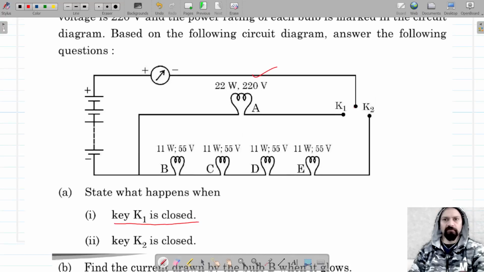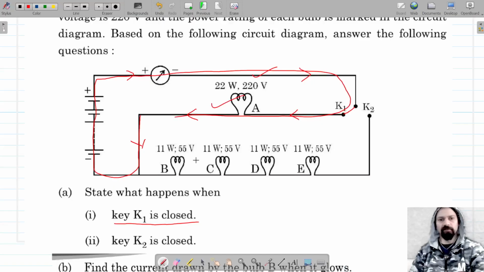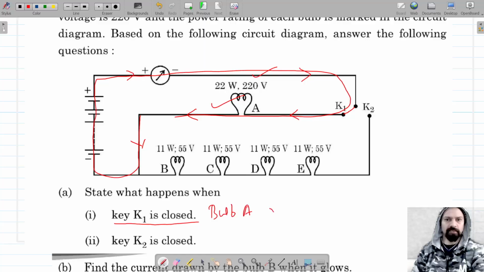So when key K1 is closed, that means now the current starts flowing in this circuit. This is the continuous path for the current. So that means the bulb A will glow when key K1 is closed. So in this case, you can write bulb A glows.